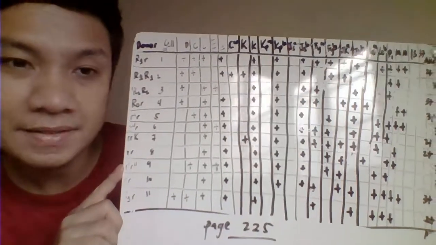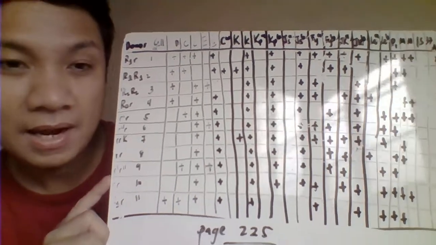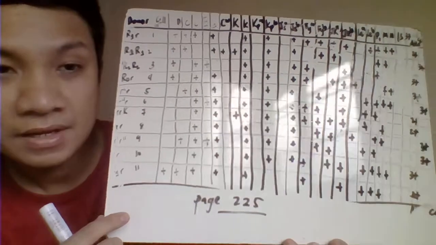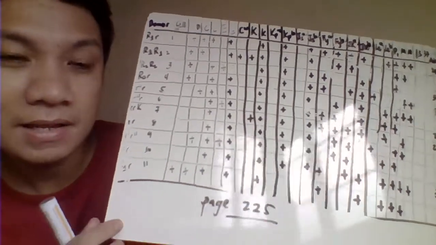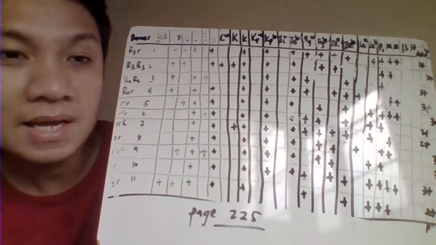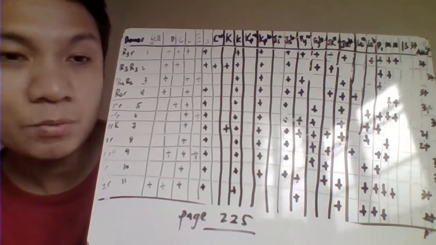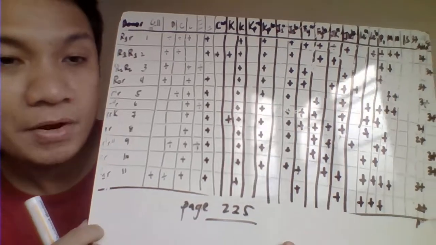Okay, so we have an example of the test result for your antibody screen or antibody panel identification. This one is on page 225 in your book. When we're doing antibody panel identification, we are detecting the blood group antibodies present in the plasma or serum of the patient. So your patient sample would be plasma or serum containing antibody, and our reagent for that would be your panel cell.